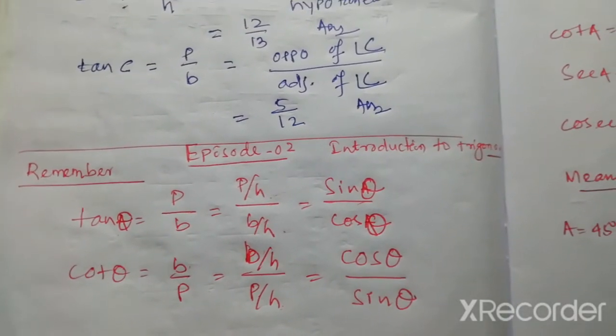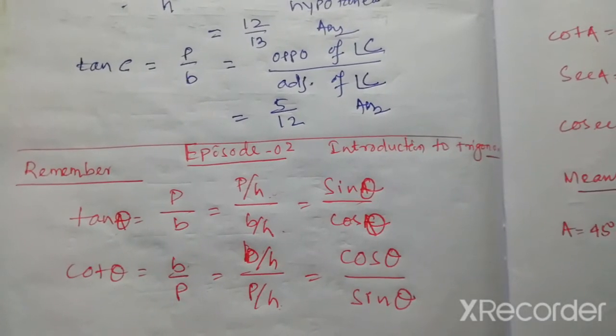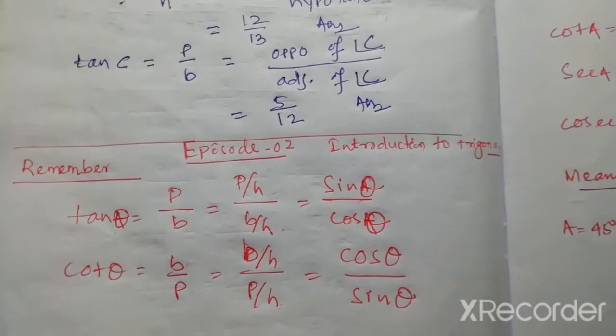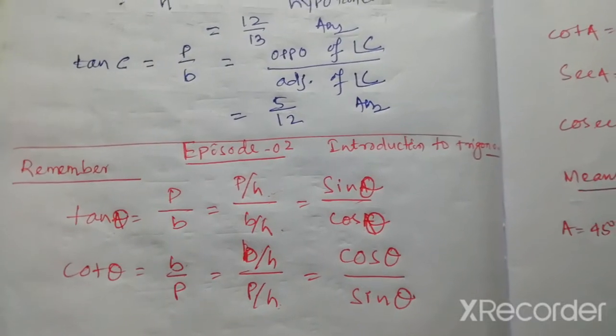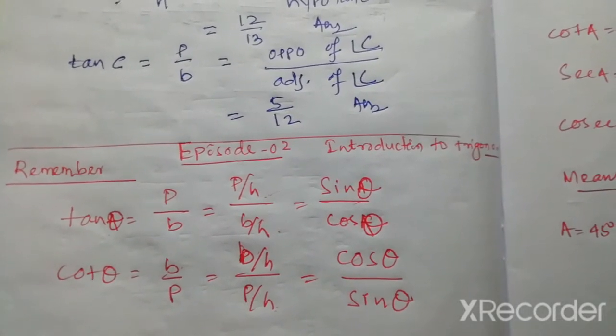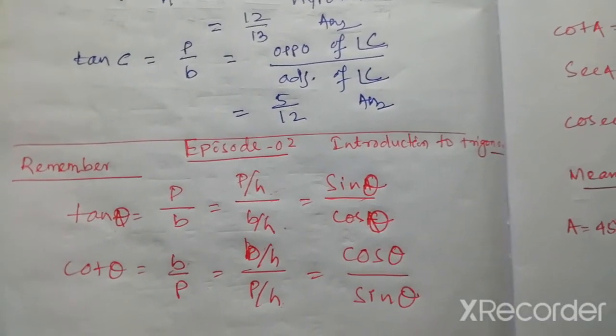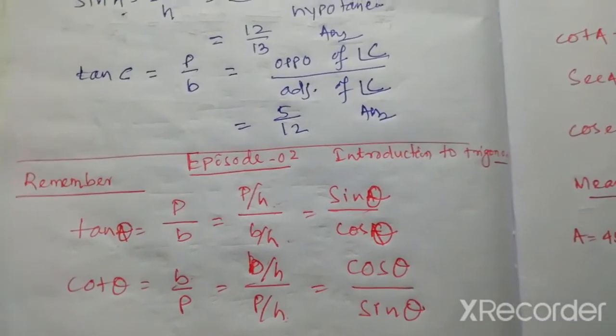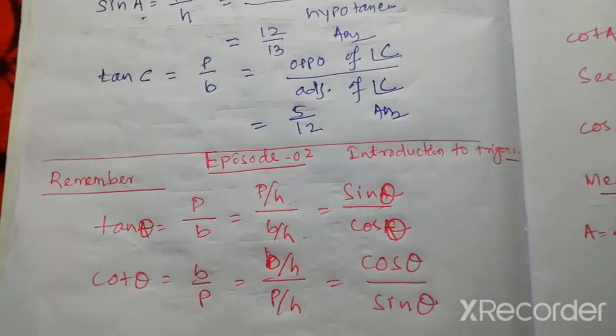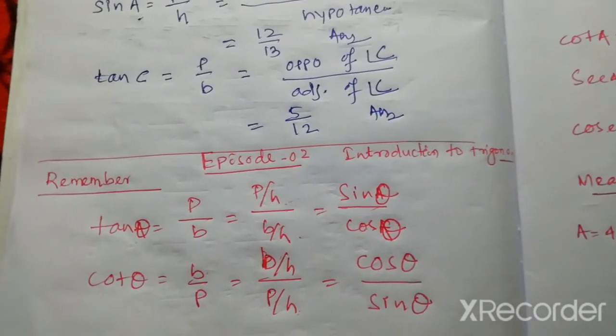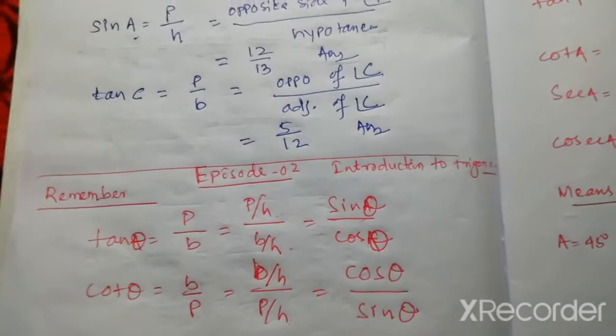Next, cot theta, you know B by P. If you divide H in numerator and denominator, then B by H by P by H. B by H you know is cos theta, and P by H you know is sin theta. So the new formula for cot theta is cos theta by sin theta. So now tan theta is equal to sin theta by cos theta, and cot theta is equal to cos theta by sin theta.